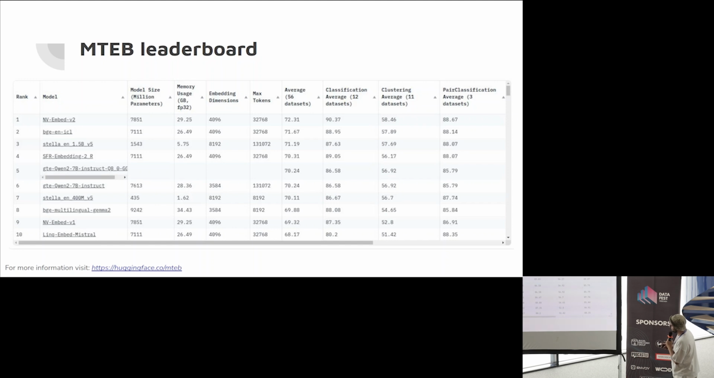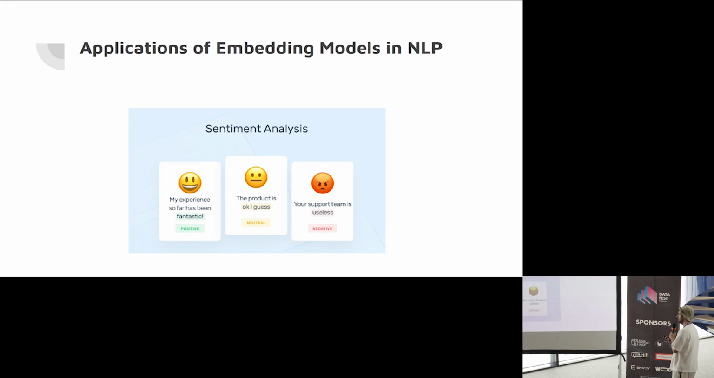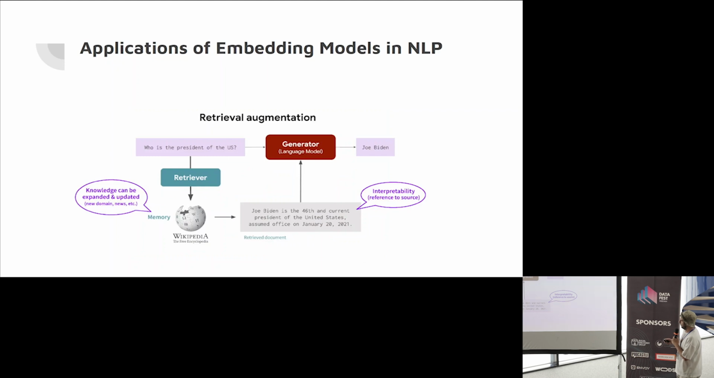Okay, so the applications of embedding models are very important. Obviously, one of the basic applications is that you can build sentiment analysis if you have a good embedding model. You can create a RAG system, which is very popular right now. You can also use not an embedding model but some language model and just take the embeddings from them, but it's not ideal, as specialized embedding models are more efficient and usually work better.